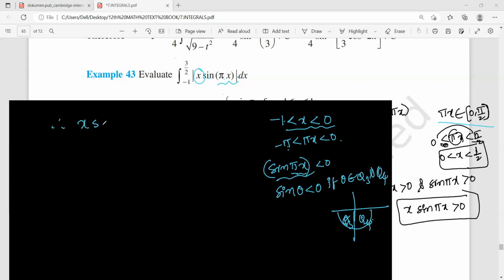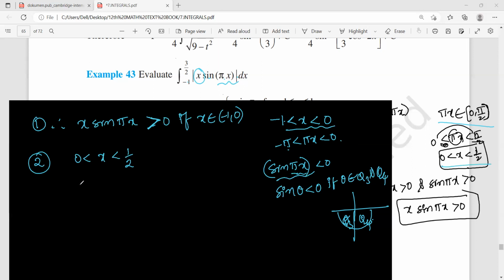Therefore, x sine pi x is greater than 0. Yes or no? Greater than 0, if x belongs to -1 to 0. Understand? First you got it, -1 to 0 you got. Okay. Number 2, I'll take x between 0 to 1 by 2. This only, 0 to 1 by 2. Then pi x I want, pi by 2, na? 0 to pi by 2.